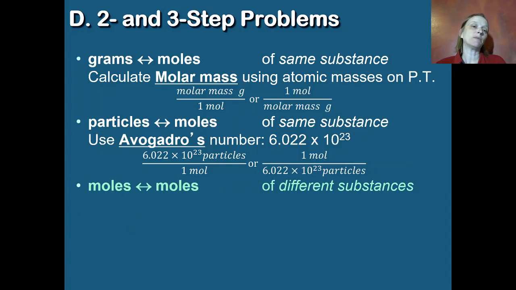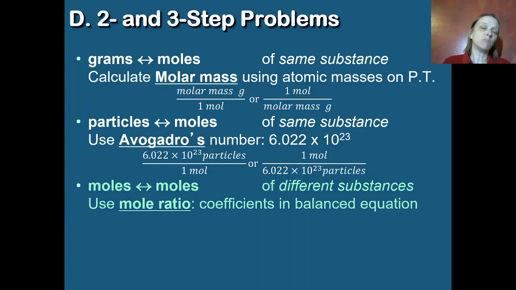If you're swapping between moles and moles of different substances, that is when you need to use that mole-mole ratio that we learned about in the previous lesson. You're using the coefficients from the balanced chemical equation to convert from one substance to another substance. You always have your moles of the known in the denominator and moles of your unknown in the numerator.